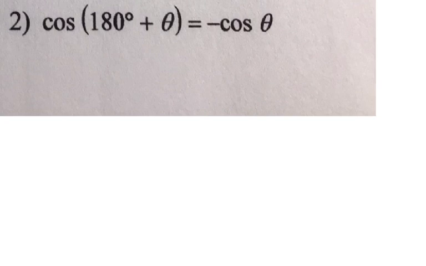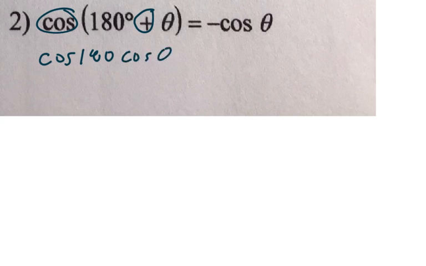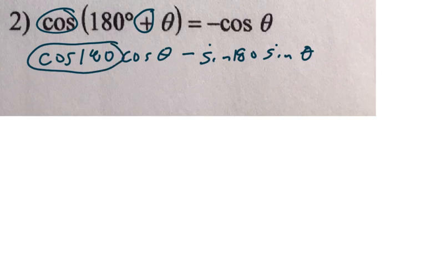Yesterday we did not do number 2, so I just wanted to make sure I went through number 2 with you. Now notice we have right here a cosine of a sum. You could go to your cheat sheet, but you should know that's going to be the cosine times the other cosine minus the sine times the other sine. Cosine, cosine minus sine, sine, right? And what is the cosine of 180 degrees? Well, that just so happens to be -1. So that's times cosine theta.